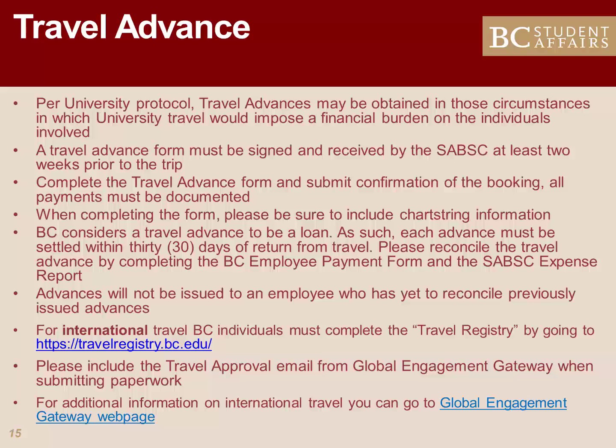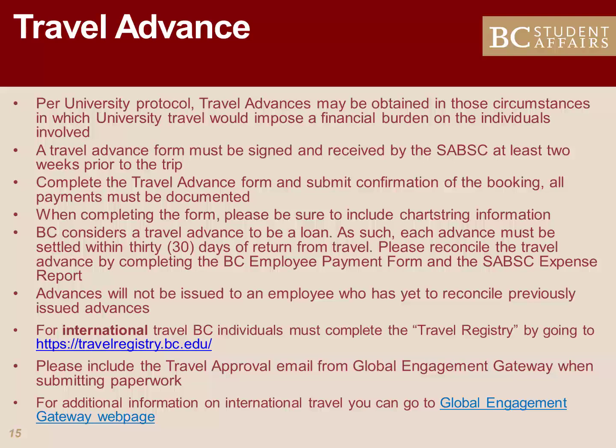For conference registrations, you can either fill out a travel advance or use the P-card. Boston College considers the travel advance to be a loan. Therefore, each advance must be settled within 30 days of return from travel. To reconcile these advances, please complete the BC Employee Payment Form and the SABSC Expense Report as soon as possible.